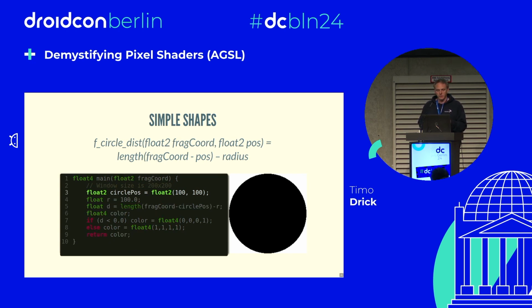So let's assume our canvas is 200 by 200, and we want to draw the circle in the middle. Then I set the circle position to 100, 100. The radius I also set to 100. Then when I want to calculate the distance, I just use this length function and subtract the circle position from the fragCoord coordinates so that it's exactly in the middle. And I don't want to have just a point, so I subtract the radius from the distance, and then I get a shape that has exactly the radius R. Then I can just do an if-else branch here, depending on whether the distance is greater or smaller than 0, and provide two different colors. In this case, black when it's inside and white when it's outside.